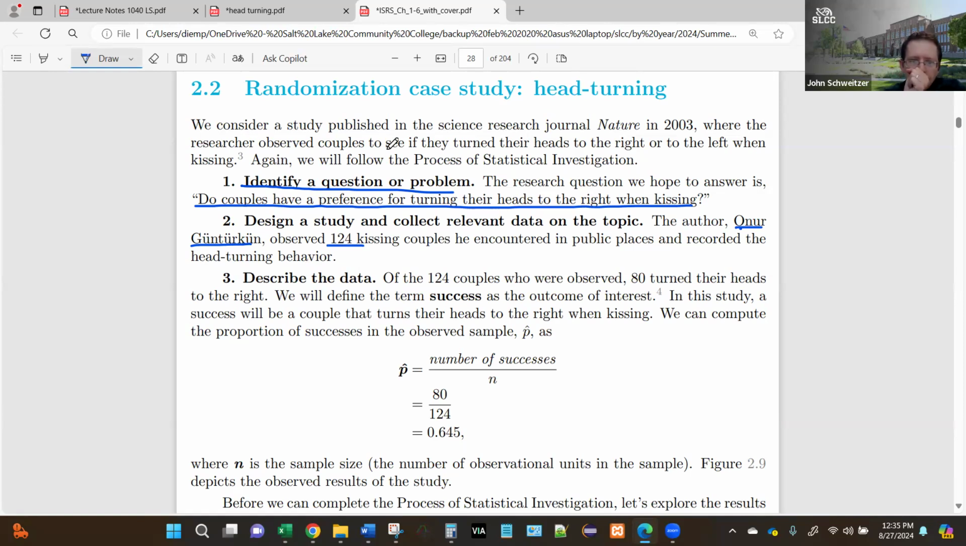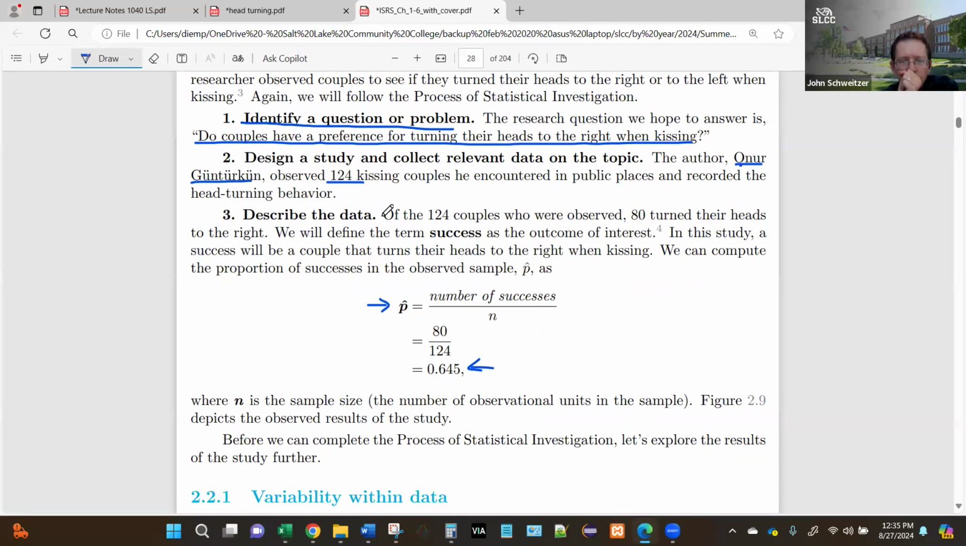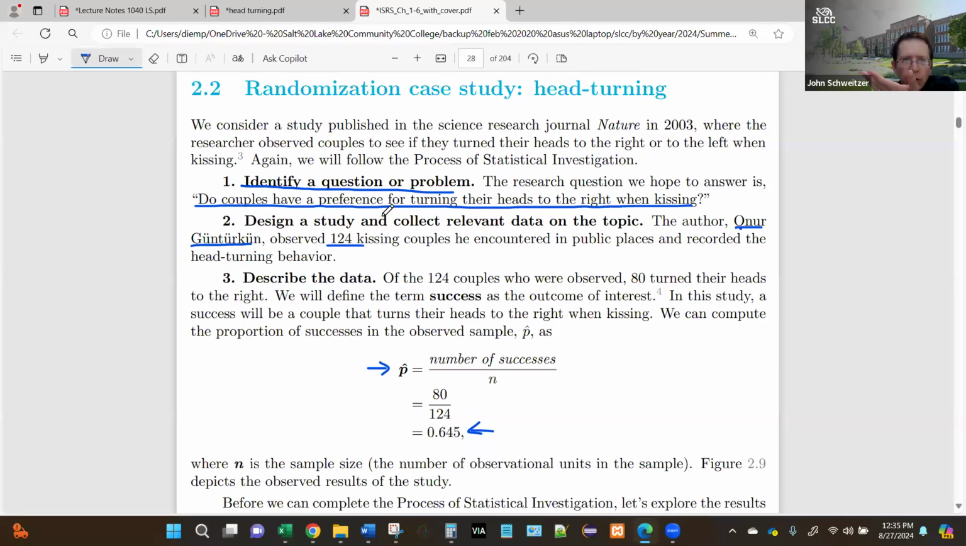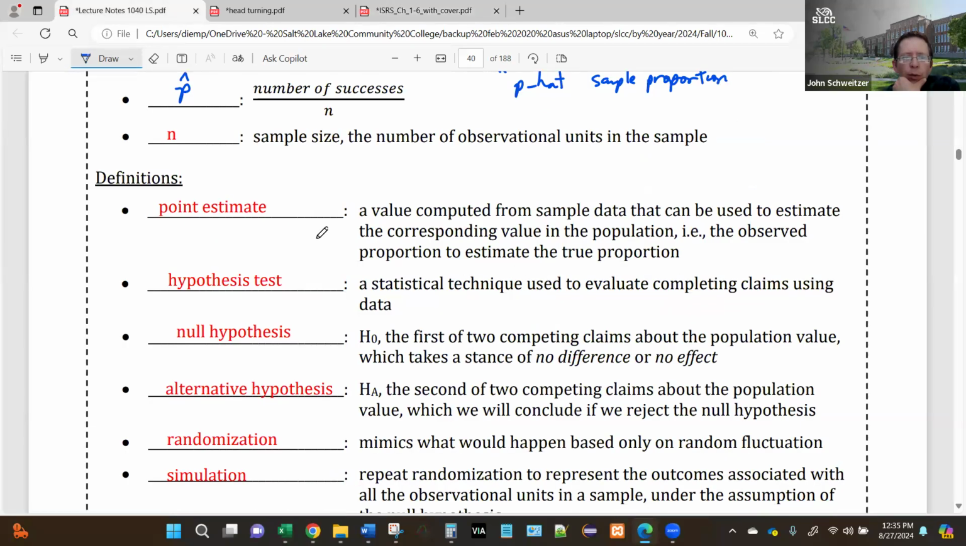Then we describe the data. Okay, so that's p hat. That's a proportion, right? So about 65% were right turns. And then we're going to do inference. With the inference, we begin this topic called the hypothesis test. This is one of our major types of inference that we learn this semester, the hypothesis test.